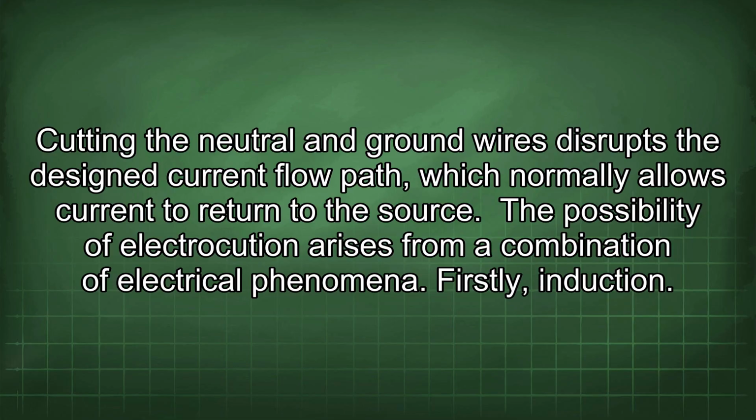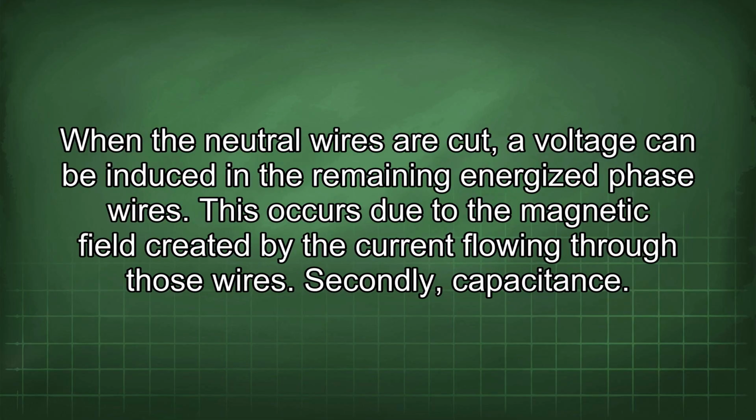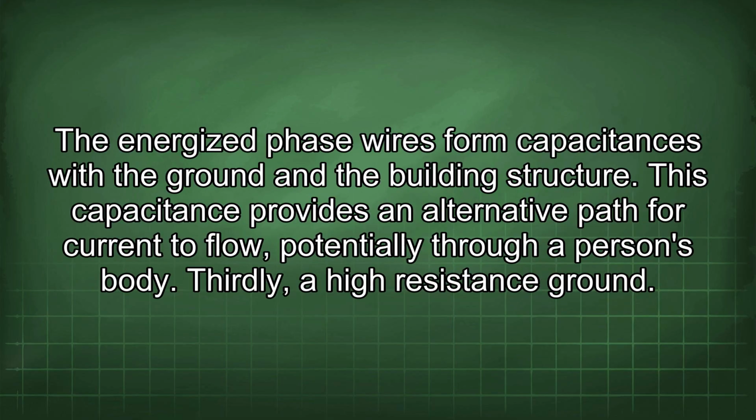Firstly, induction. When the neutral wires are cut, a voltage can be induced in the remaining energized phase wires. This occurs due to the magnetic field created by the current flowing through those wires. Secondly, capacitance. The energized phase wires form capacitances with the ground and the building structure. This capacitance provides an alternative path for current to flow, potentially through a person's body.